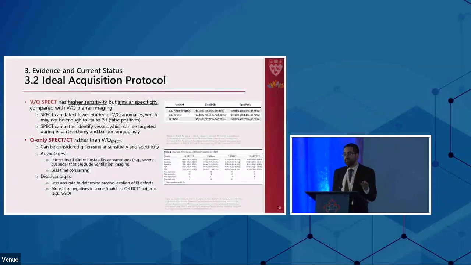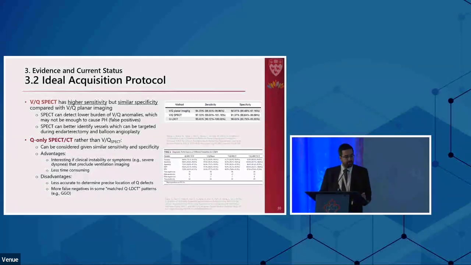Another advantage of doing a SPECT is that you can identify much better the territories and the vessels, which can guide the surgeon or the angiographer, rather than on the planar, where it is much more difficult to exactly localize the defects and the territories involved. You can even use software registration to fuse it with the CT angiography and then really give them a good guide of where they want to go, where their best results are going to be from targeted treatment.